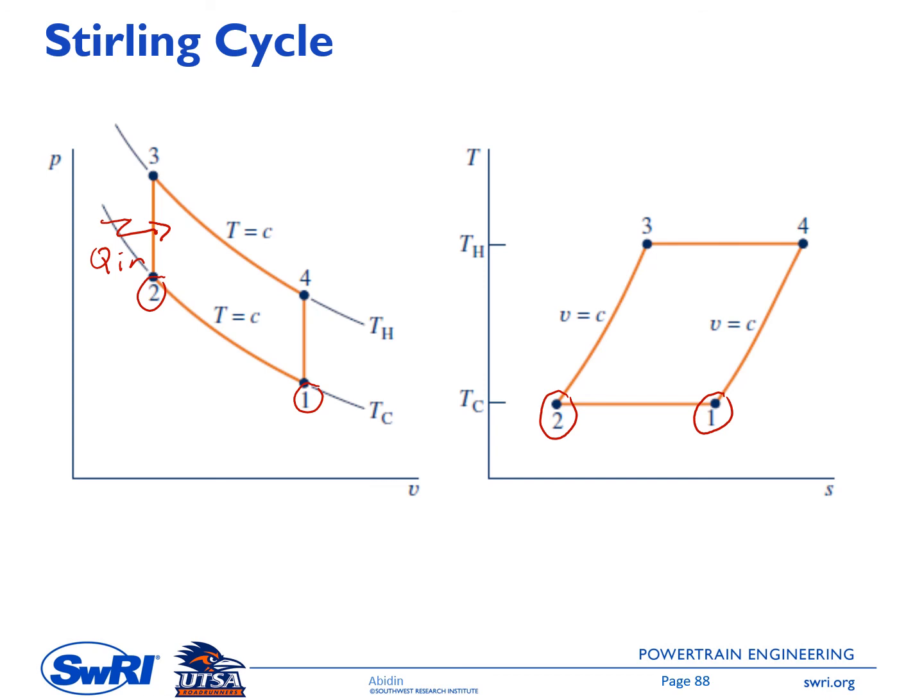And then process number 3 is isothermal expansion from state number 3 to state number 4. So isothermal, it means T3 equals T4 here. And then the last process here is the heat rejection, that changes state 4 back again to state 1. Okay, so here we have the heat rejection Q out.